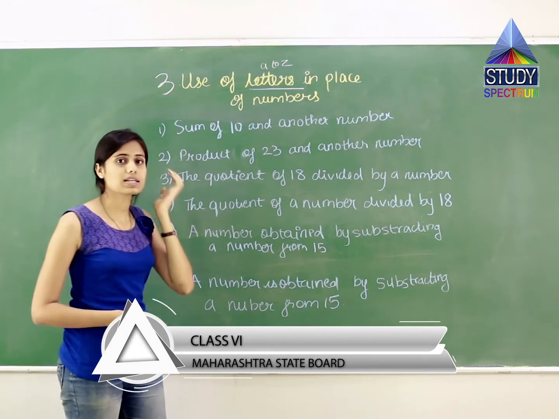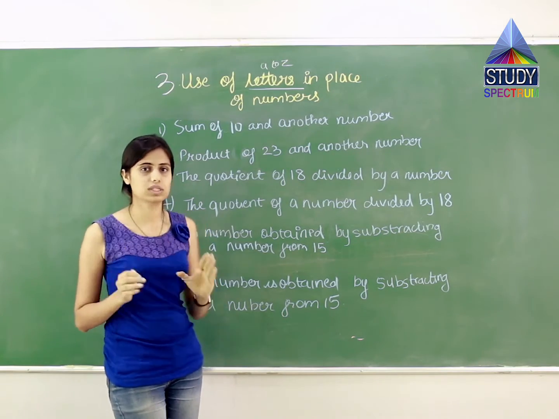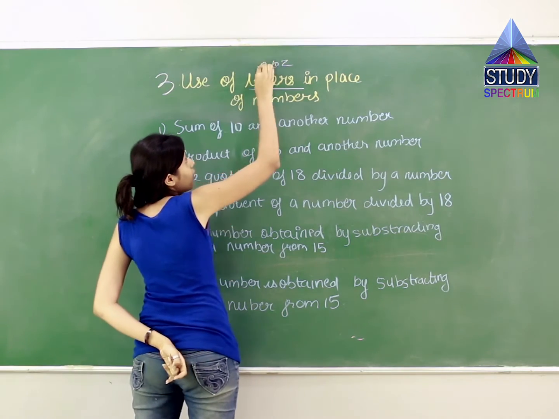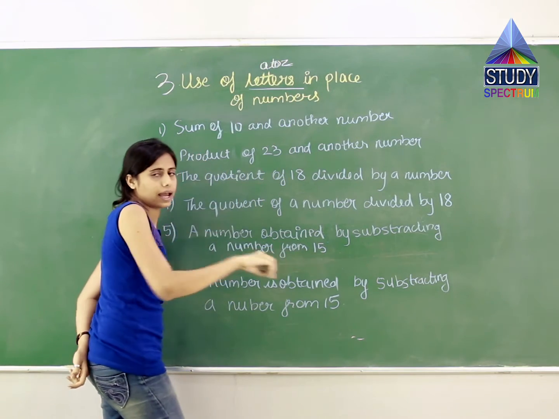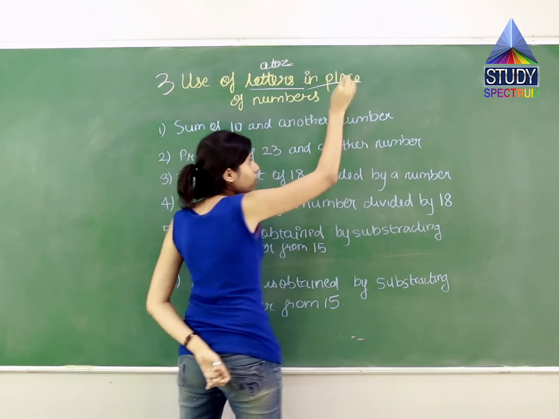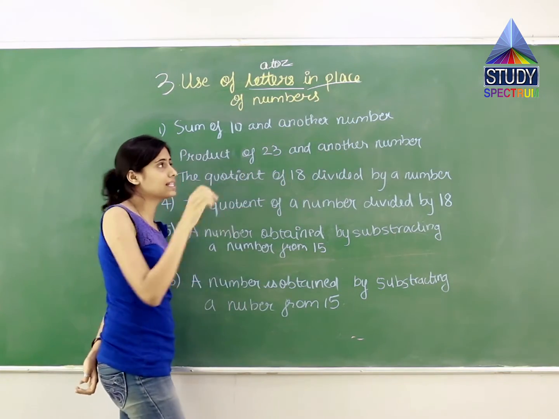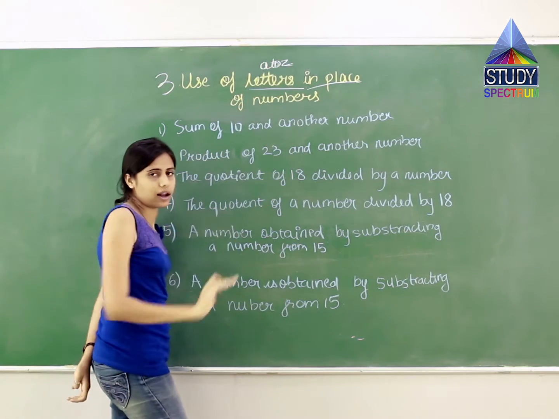So first we have to understand what letters are. Letters are any alphabets between A to Z. Look over here, it is between A to Z. It is any alphabet from A to Z. In place means, instead of something. You have to use these A to Z alphabets.